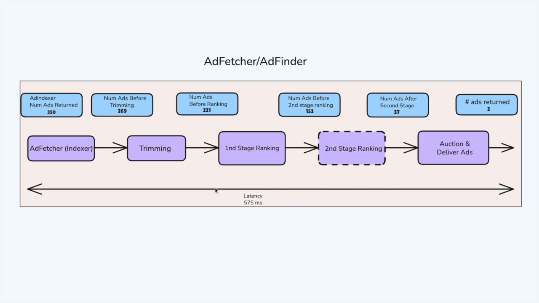Early stages are designed to be fast and lightweight, while later stages are more accurate but applied to fewer candidates. This is the core idea behind multi-stage ranking. You use cheap operations early to reduce the problem size, and expensive models later to maximize quality. To summarize, this system starts with broad candidate retrieval, progressively filters and ranks ads, and ends with an auction that selects the final winners. This combination of machine learning and economic optimization is what powers modern ad recommendation systems.